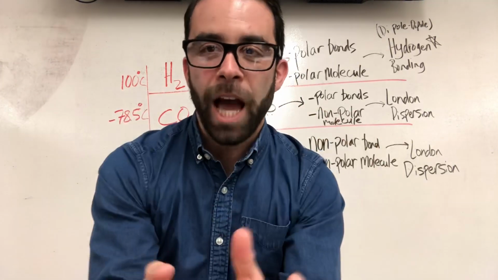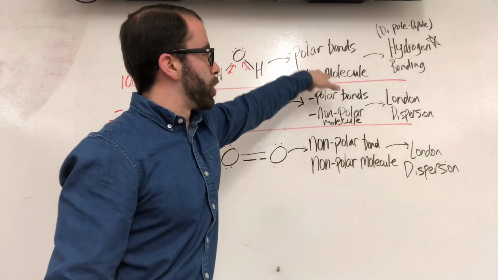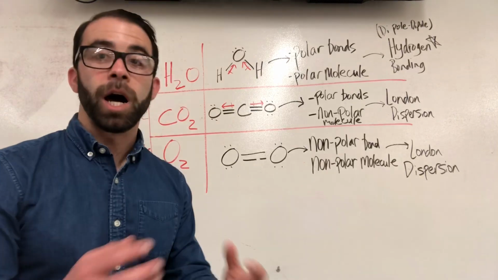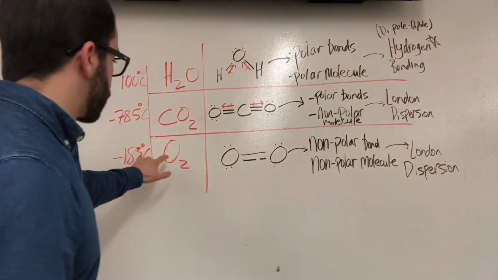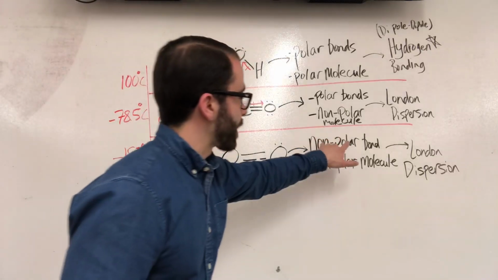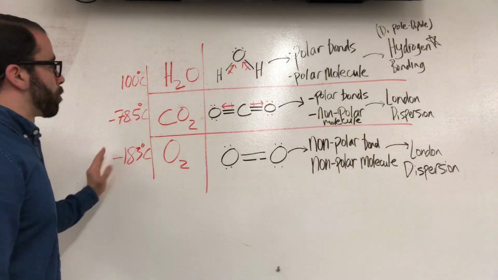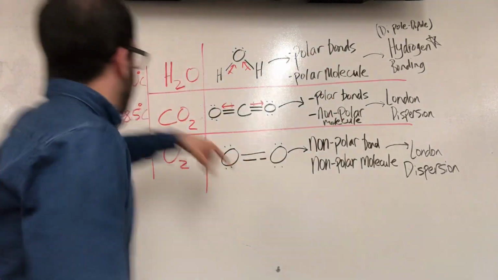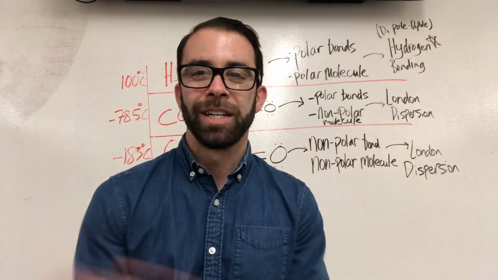So, to recap, we have 3 molecules. H2O has polar bonds, and it's a polar molecule. It's got hydrogen bonding. CO2 has polar bonds, but it's a nonpolar molecule, resulting in London dispersion interactions. O2, also London dispersion, also a nonpolar molecule, but it's got nonpolar bonds as opposed to polar bonds. And the boiling points all kind of result from these forces. So we see the connection between the chemical property and these physical properties that we see on the macro scale.